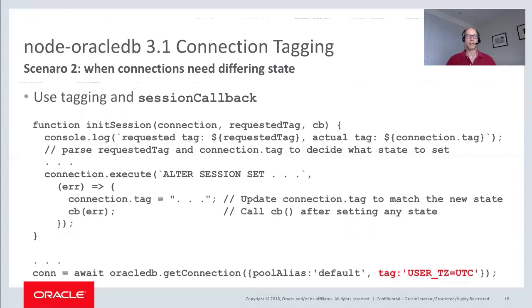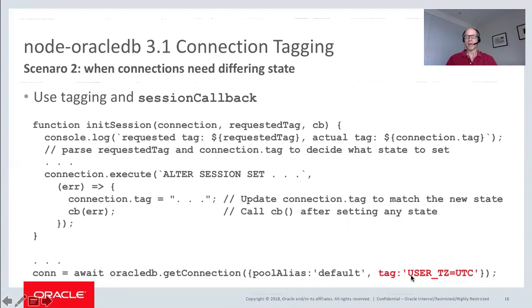Okay, so that was the end of scenario one. For connection tagging, you might use this when connections need differing state. So when somebody needs UTC and somebody needs Australia, Melbourne early morning time when you're still asleep like me, you might want to set sessions with a particular state and then try and request those sessions back again later to get the same session with that same state, so you don't need to do that session fix up again.